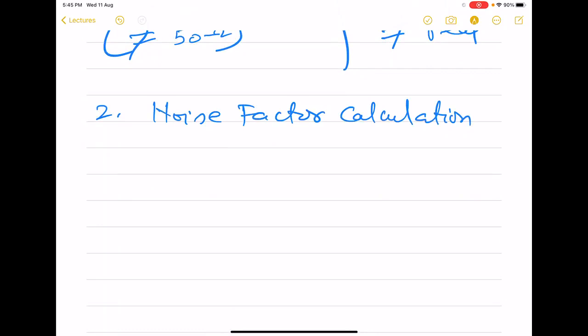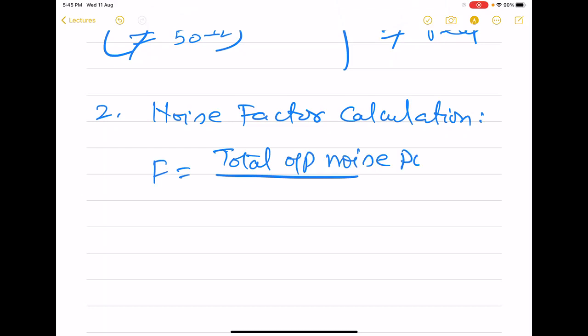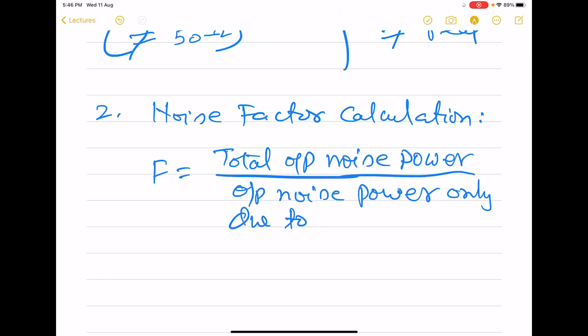Of this common source LNA. So what we need to do for noise factor is find out the total output noise power, divided by the output noise power only due to the source, the signal source. That means it is RS which will be responsible for that noise.